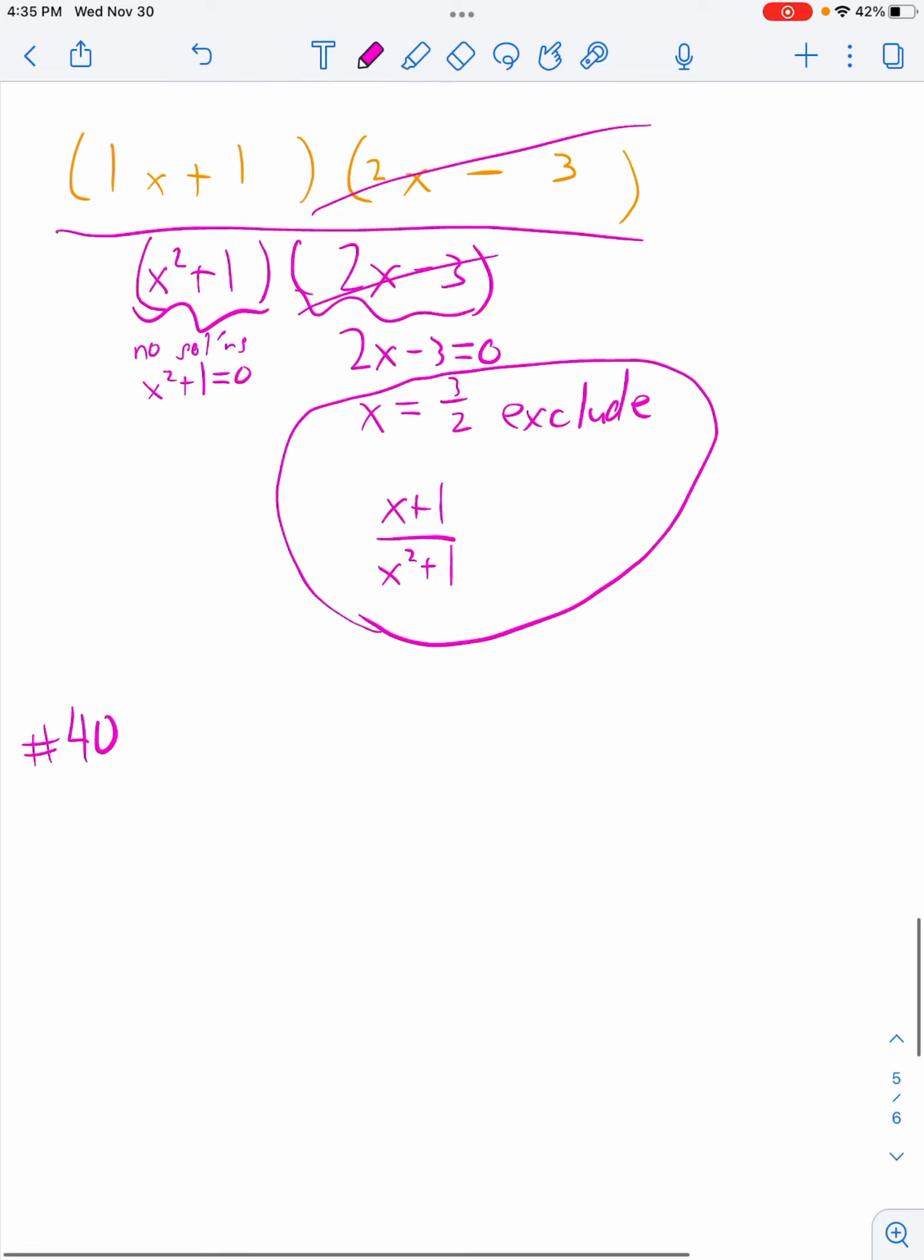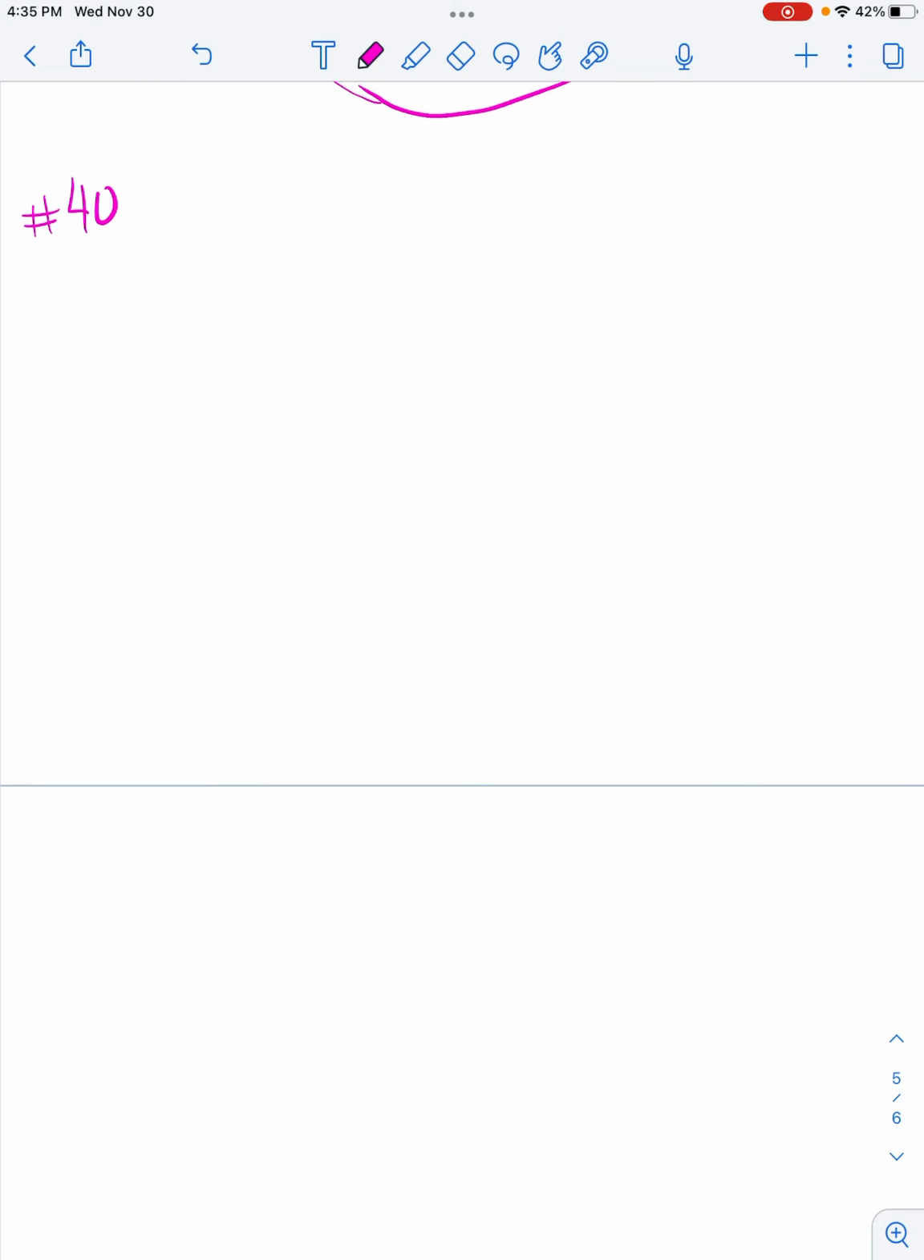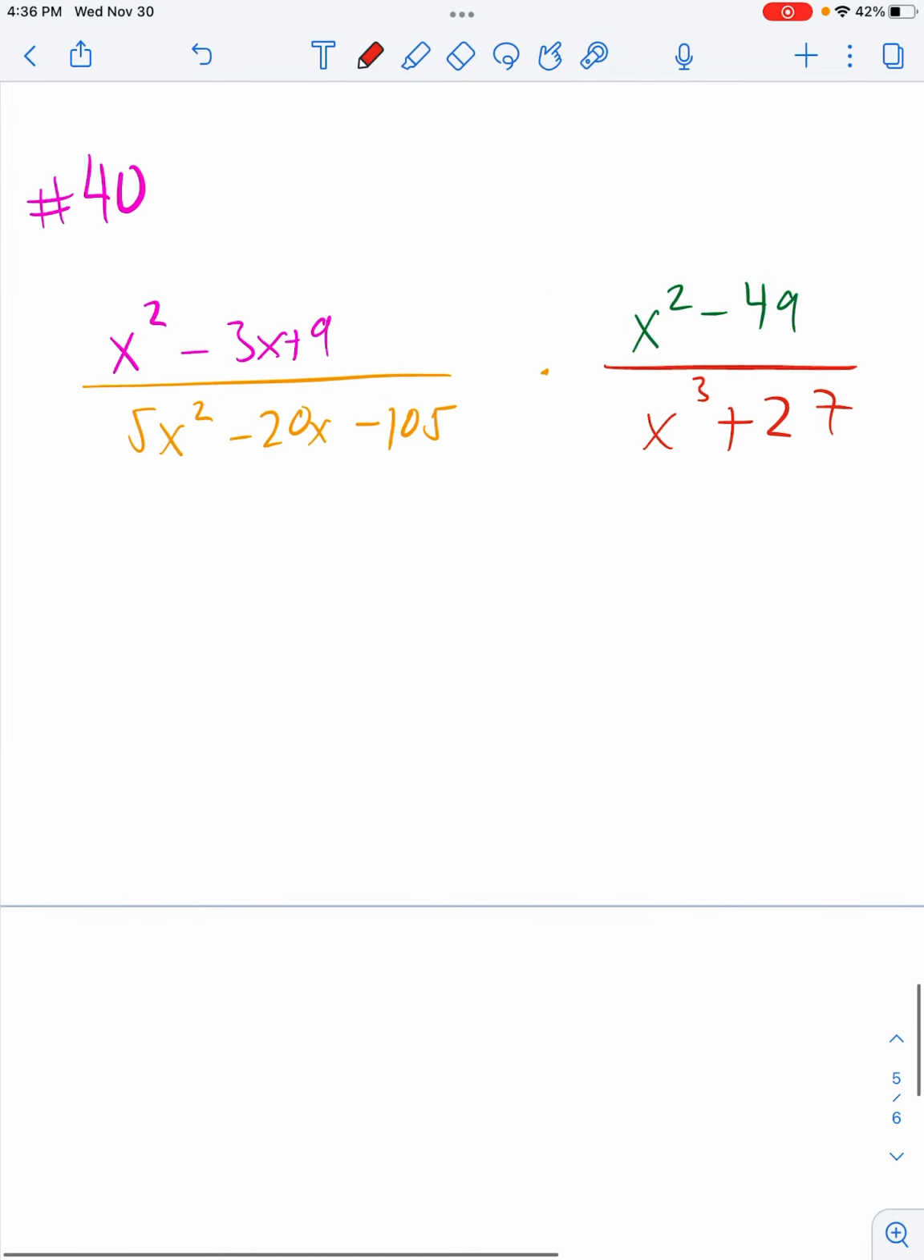Okay. I'm going to color code these as I go along. We have x squared minus 3x plus 9 all over 5x squared minus 20x minus 105. Cool. And then times, this one's not too bad, x squared minus 49. Let's do red. All over x cubed plus 27. Okay. All right, let's factor the pink, okay? Pink factors to this.